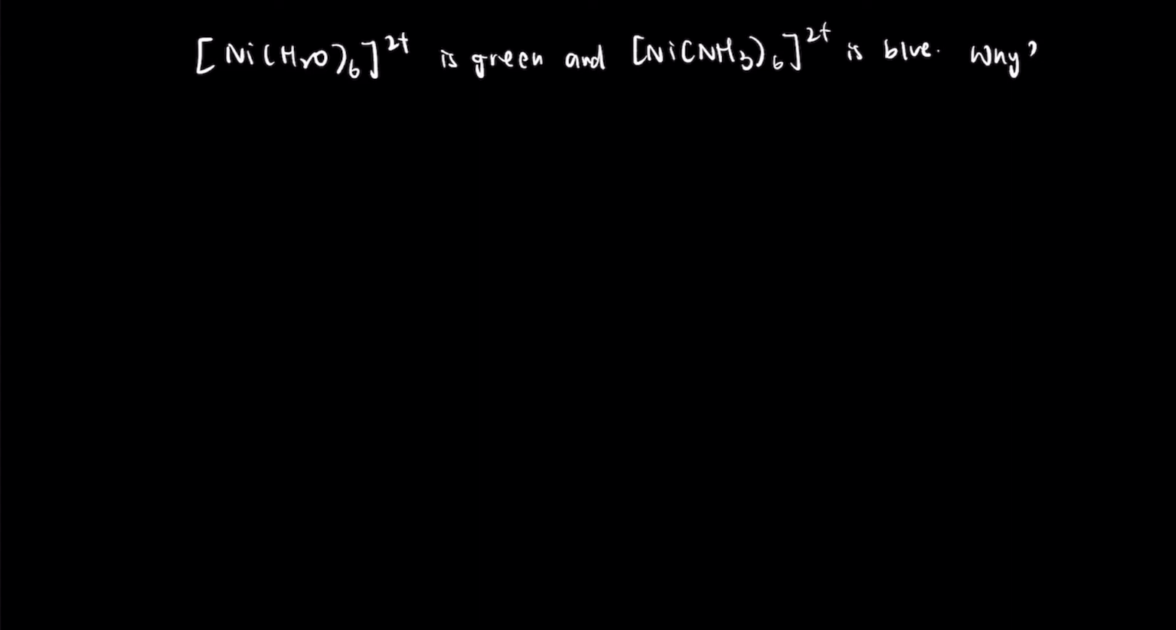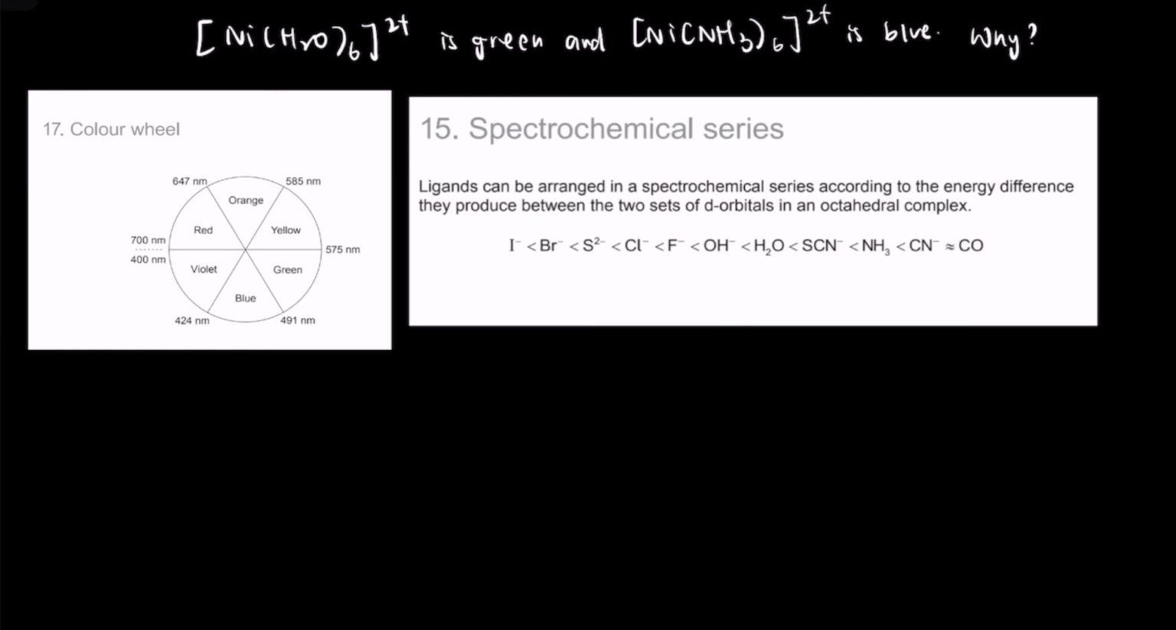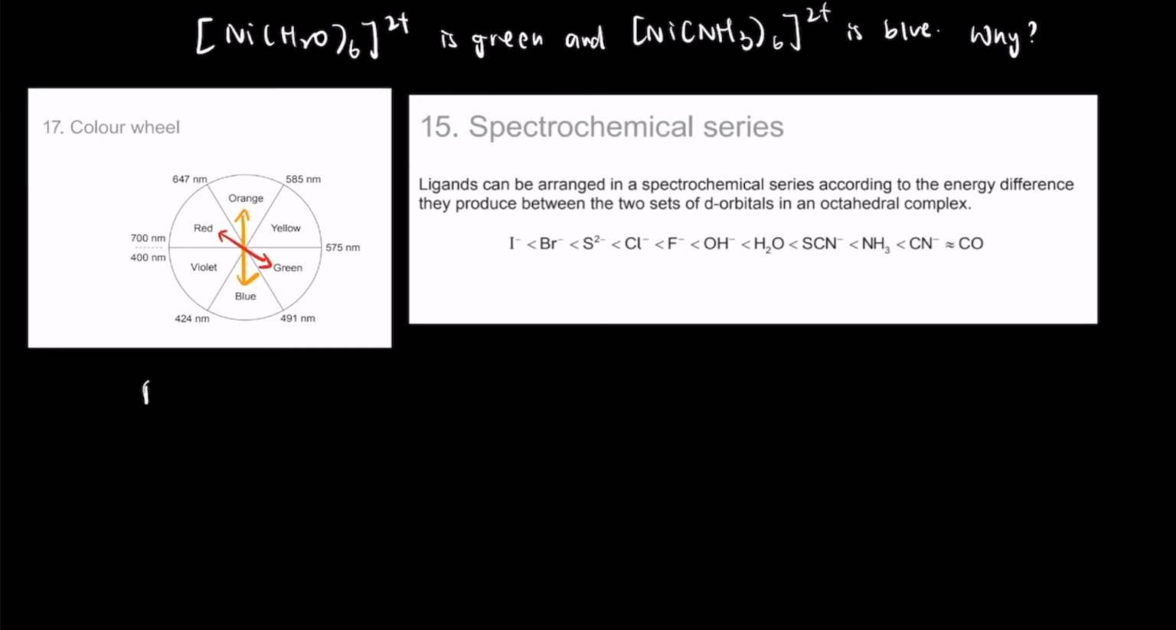So let's compare these two complex ions, the hexa-aqua nickel ion and the hexaamine nickel ion, the first being green and the second being blue. And the difference here is the ligand being used. In the first, the ligand is water, and in the second complex ion, the ligand is switched to be ammonia. Focusing on the blue hexaamine nickel ion, blue light is observed, and referring to the color wheel, that means that the complementary color, orange light, is being absorbed.